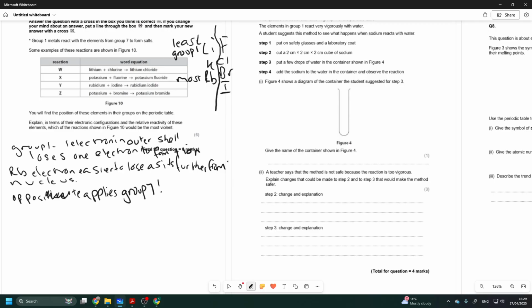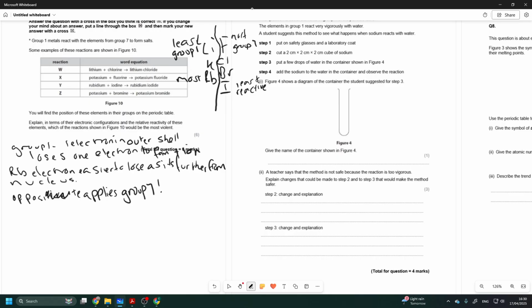Okay, that basically means there's 7 in the outer shell. They gain 1 electron to form a negative ion. Okay, we're then going to say that the fluorine outer shell is closer to the nucleus. It's easier to gain 1. So this is the most reactive for group 7. And this is the least reactive.